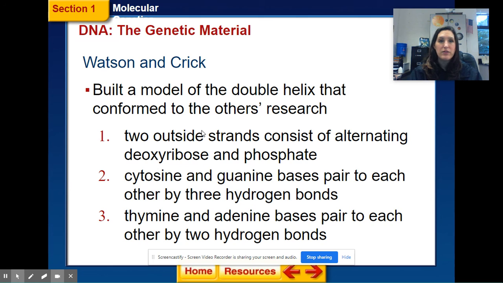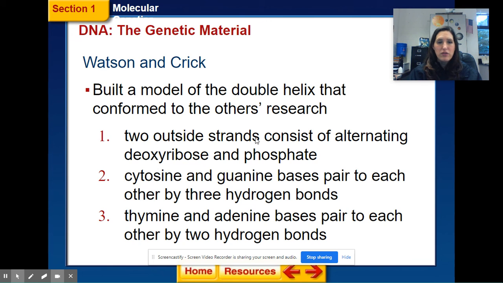So in our textbooks and everywhere, it still says the Watson and Crick model of DNA. I do appreciate that Rosalind Franklin was mentioned in the book, and that she's the one who took the picture and basically came up with the construction of it. All right, so Watson and Crick are going to build their model.